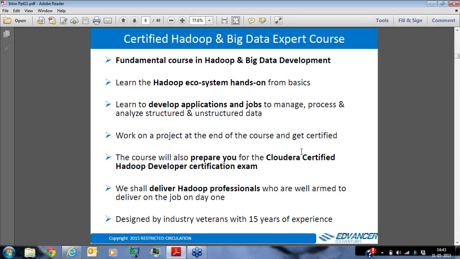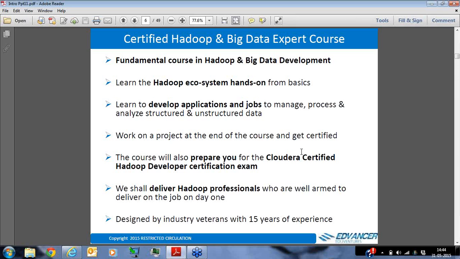The course is also going to prepare you for the Cloudera certified Hadoop developer exam. For those of you who have not heard of this, Cloudera is a company which provides a distribution of Hadoop, and it has very popular certifications which are generally quite relevant and accepted in the industry. So the course is going to prepare you for their examinations. Just like you might have heard of Cisco certificates or Microsoft certificates or Oracle certificates, similarly, Cloudera provides these certificates for Hadoop.